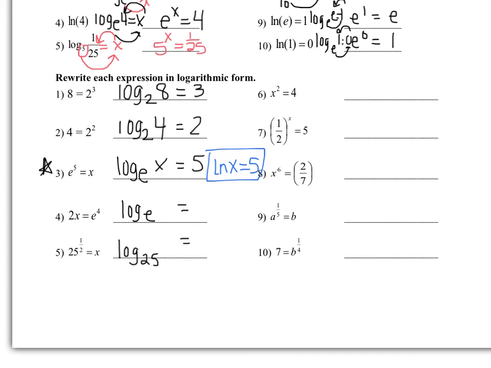Okay, the second one. e to some power equals something. e to the 4th. So the 4th power goes over here, and the 2x goes in here. Again, we're probably not going to use log base e, we're going to use ln. So we say ln of 2x equals 4. Okay, then how about number 5? 25 to what power equals x? Well, 25 to the 1/2 equals x. So the 1/2 goes here, the x goes here.